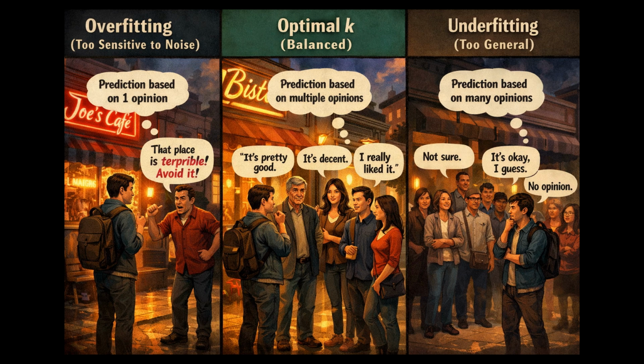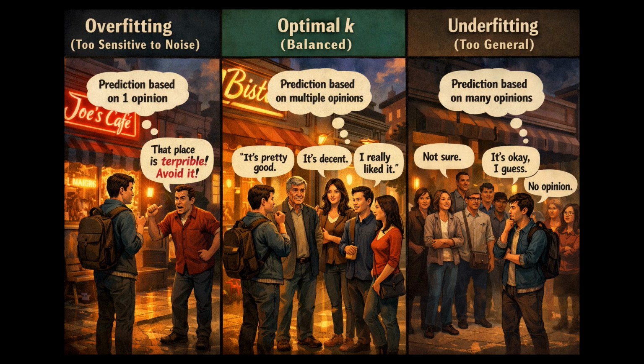Imagine moving to a new city and trying to predict whether a restaurant is good by asking nearby people. If only one person is asked, the prediction depends entirely on that one opinion. That is like overfitting. If the entire city is asked, the answer becomes an average that may ignore local preferences. That is like underfitting. If a moderate number of nearby people is asked, the result balances local information with stability. That is the sweet spot.